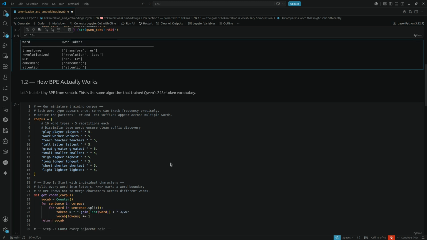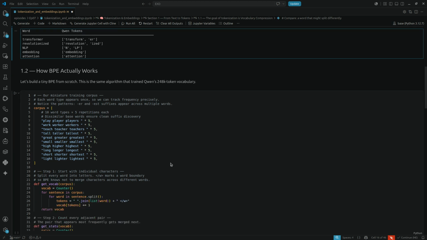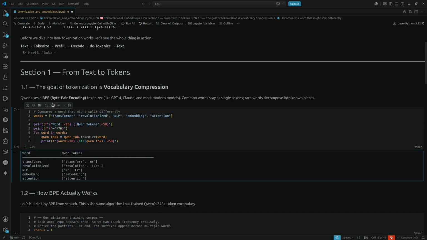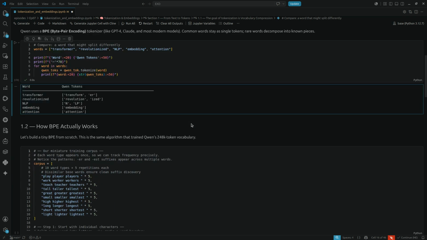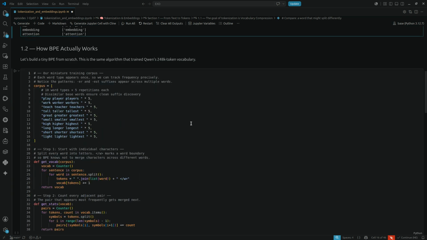We'll do this by actually implementing what's called byte pair encoding. That's what we call this. So this is the kind of tokenization that GPT-4, Claude, and all these modern Quen models use. So we'll do it with a very tiny training corpus. So our results will not be precisely what happens in the real world, but it'll give us a very clear sense of what's happening.